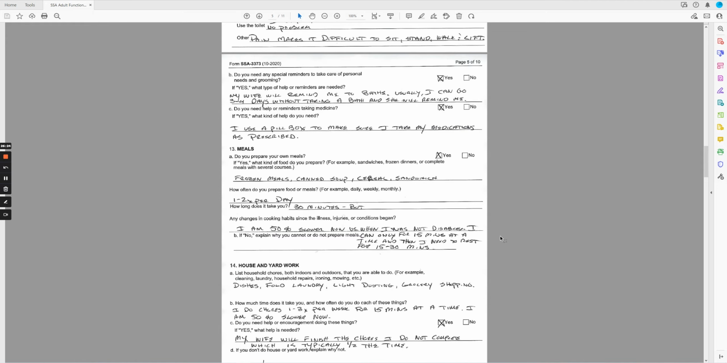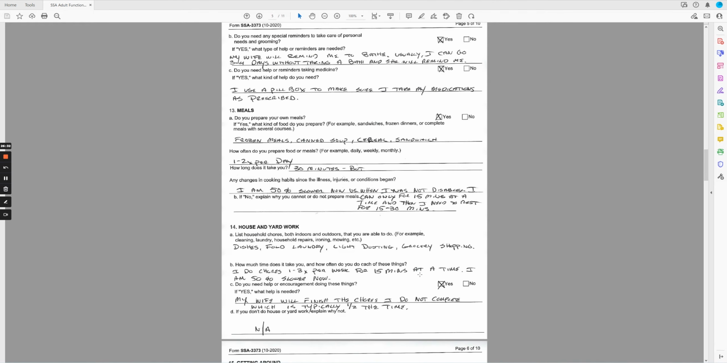I do my own dishes. Every once in a blue moon, I fold laundry, I do some light dusting, and I do some grocery shopping. Okay? But you really need to tell them how your disabilities and your symptoms interfere with your ability to do those chores.